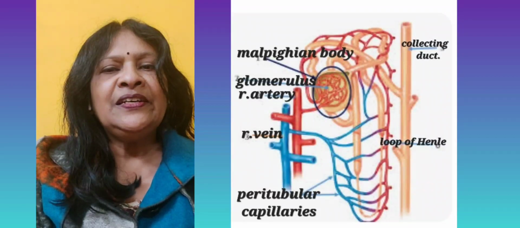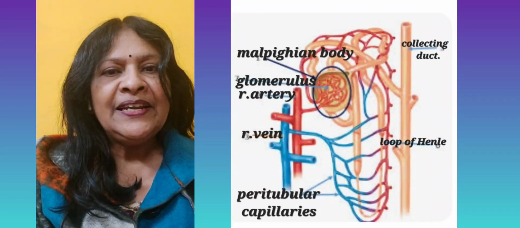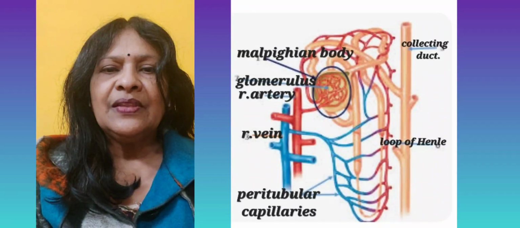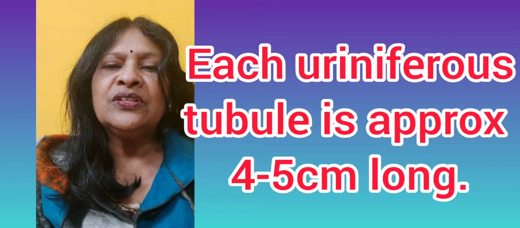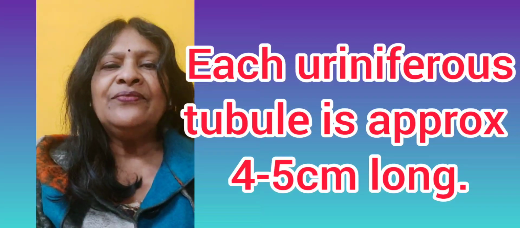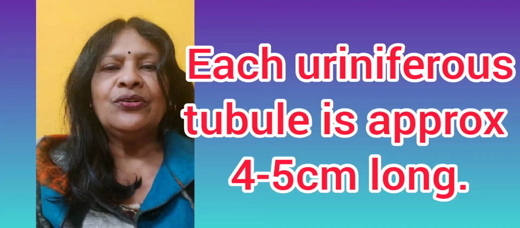Now, in each kidney, there are around 1 million to 1.2 million uriniferous tubules. And these uriniferous tubules range from 4 to 5 centimeters in length, or we can also say it can vary from 30 millimeters to 55 millimeters in certain cases. Each uriniferous tubule comprises the following parts.